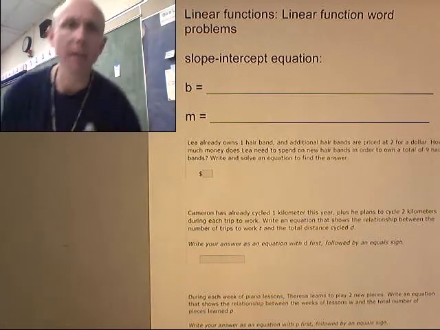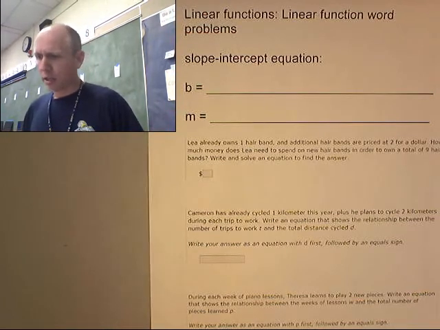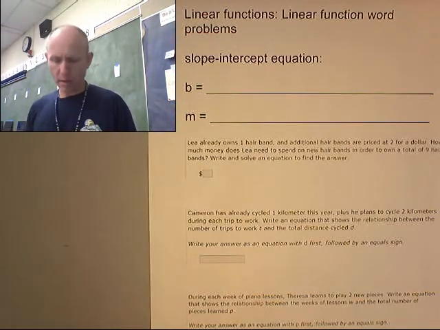All right. Mr. Barr here. Linear function word problems.